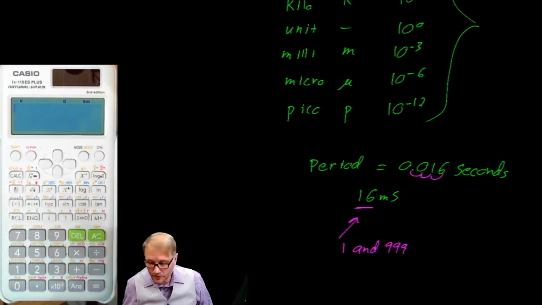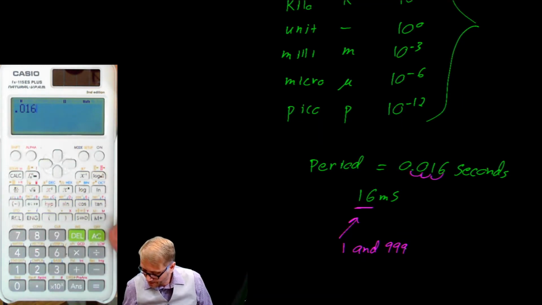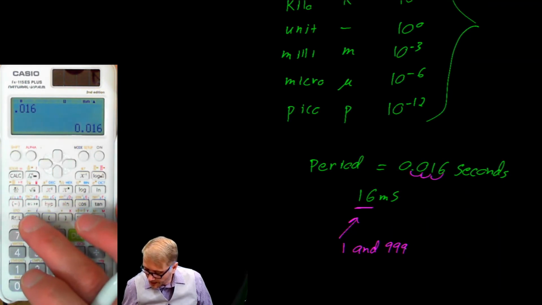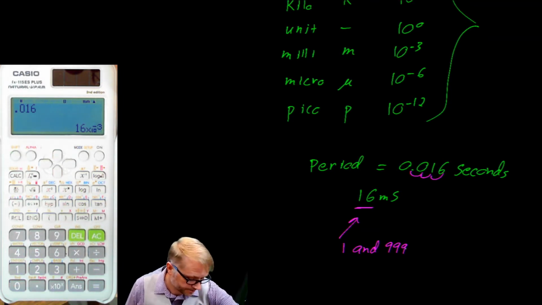If you forget, your calculator can do some of this for you. For example, if you were to enter 0.016 into your calculator, equals, there we go. And then you push the engineering button right here. It'll put it in engineering notation for you. So it's 16 times 10 to the -3, which we call 16 milliseconds.